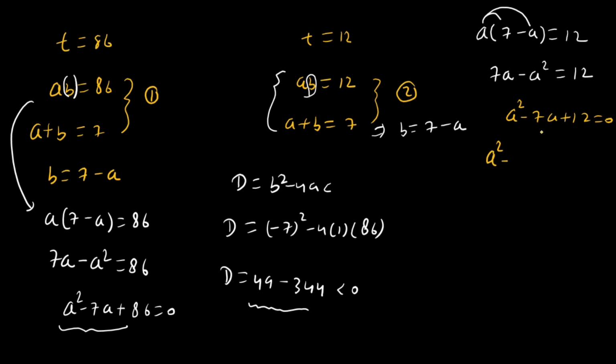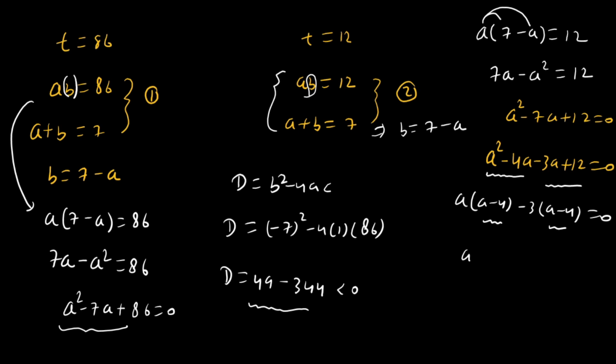Then a² − 7a is the same as a² − 4a − 3a + 12 = 0. Look carefully at these two terms. If we take a common, we get a(a − 4), and if we take −3 common, we get −3(a − 4) = 0. Taking a − 4 common, (a − 4)(a − 3) = 0. So a − 4 = 0 or a − 3 = 0, and the value of a is 4 or 3.